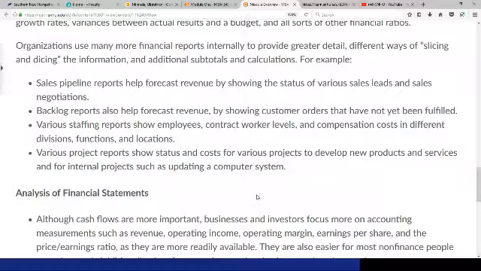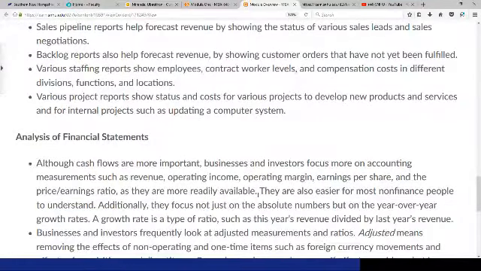Backlog reports also help forecast revenue by showing customer orders that have not yet been fulfilled. Various staffing reports show employees, contract worker levels, and compensation costs in different divisions, functions, and locations. Various project reports show status and costs for various projects to develop new products and services and for internal projects such as updating a computer system.